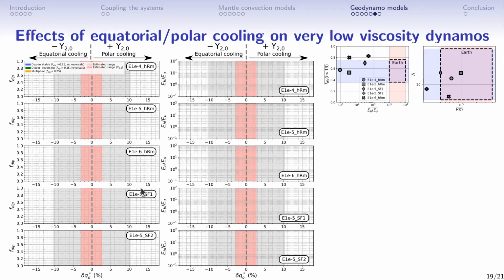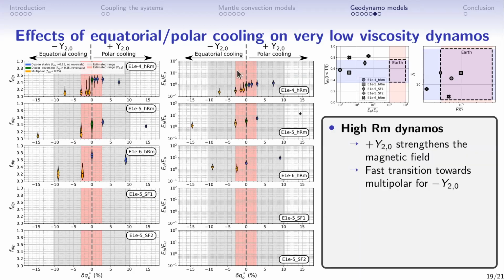Here I will show the same results, but for the 5 different dynamo cases. So the probability distributions of the dipolar fraction on the left and the ratio of magnetic to kinetic energy on the right, for the Y20 pattern, so polar cooling on the right, equatorial cooling on the left. I will first show the 3 high magnetic Reynolds cases. The first one here at an Ekman number of 10 to the minus 4 is the one that I just showed previously. And you can see that the 2 other high Reynolds cases behave similarly.